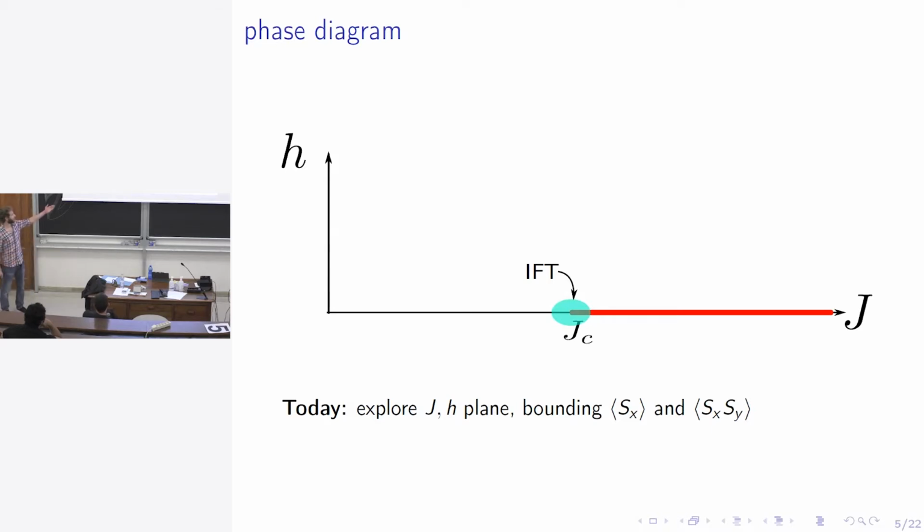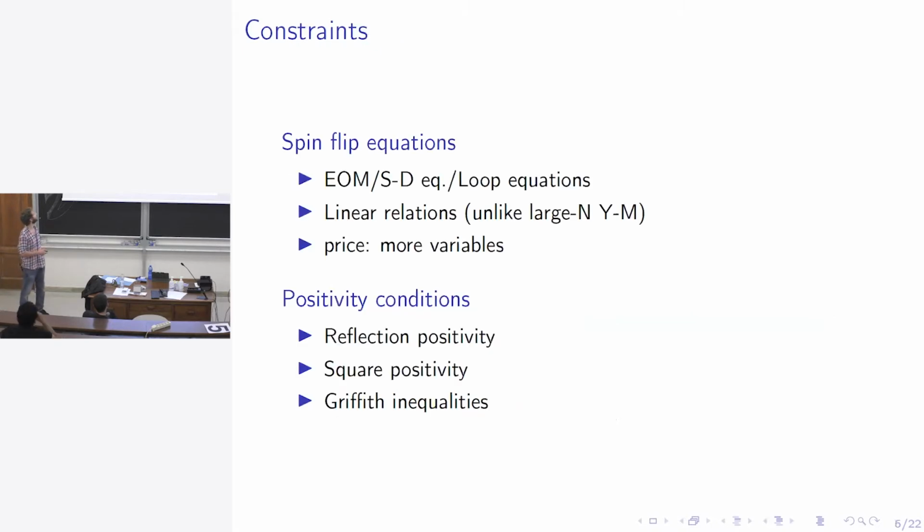So what I'm going to talk about today is our work where we explore this plane, putting rigorous bounds on both the expectation value of a single spin and the expectation value of two spins, x and y here are neighboring, so two neighboring spins. So how do we do this? What are the constraints that we input into the SDP solver?